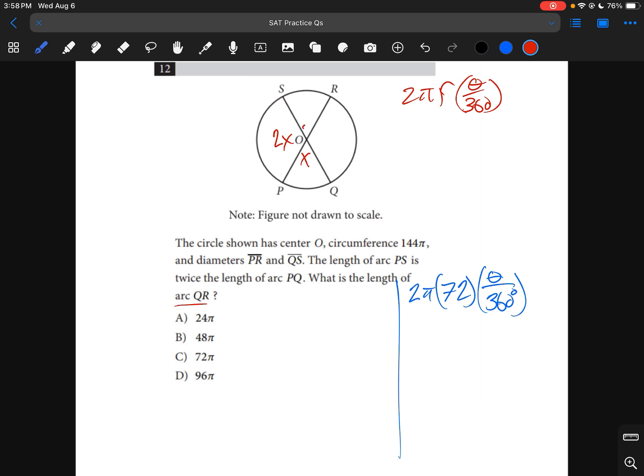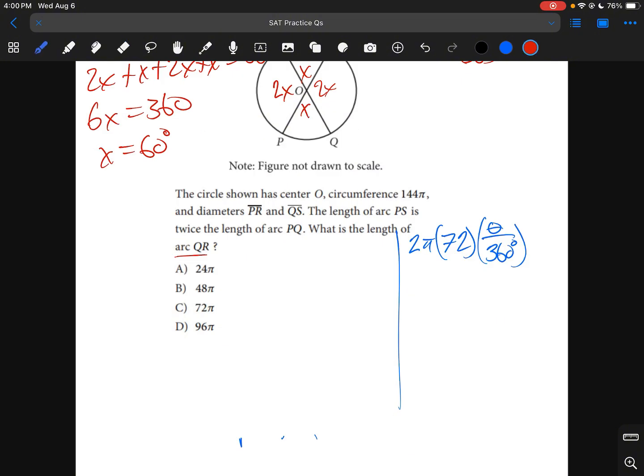Now, how do we know what this and this is? Well, when you have angles intersecting like this, you know that the angle here is equal to the angle here, and the angle here is equal to the angle here. So that means that this is x, and this is 2x. And all circles must add up to 360 degrees. So 2x plus 2x plus x has to equal 360. So that means 6x is equal to 360. X is 60 degrees.